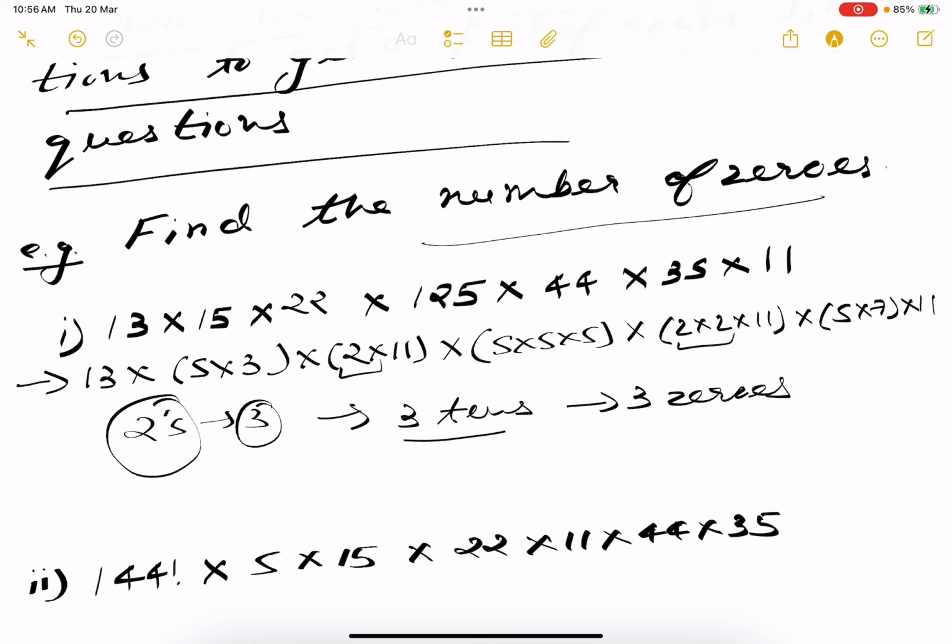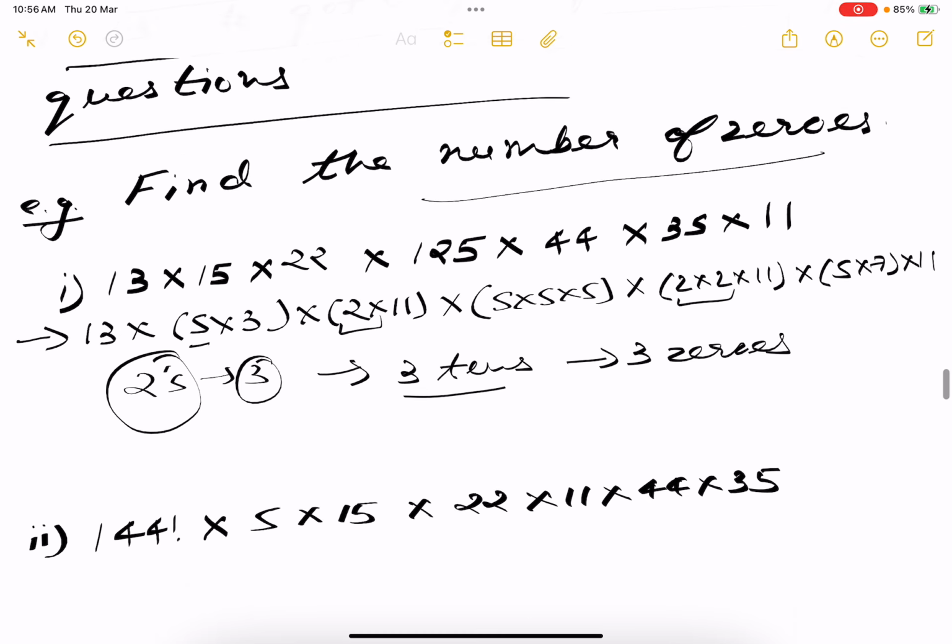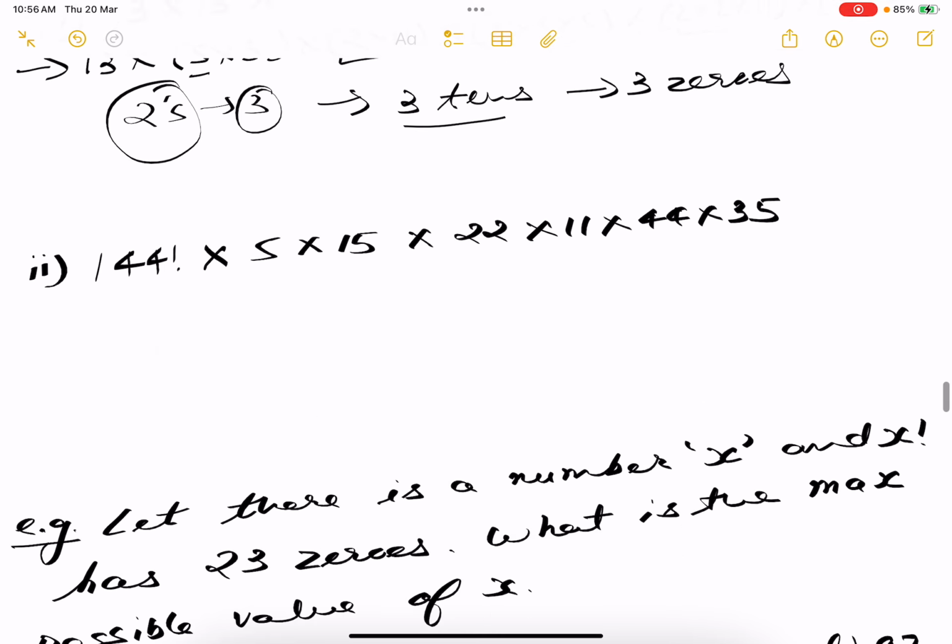Since the number of 2's is less, because the number of 5's is 1, 2, 3, 4, 5, and the number of 2's is 3, we'll take whichever is less. So the lesser one is the number of 2's, and that is 3. So the number of zeros would be 3. Isn't it? Okay. Now let's go for another question.